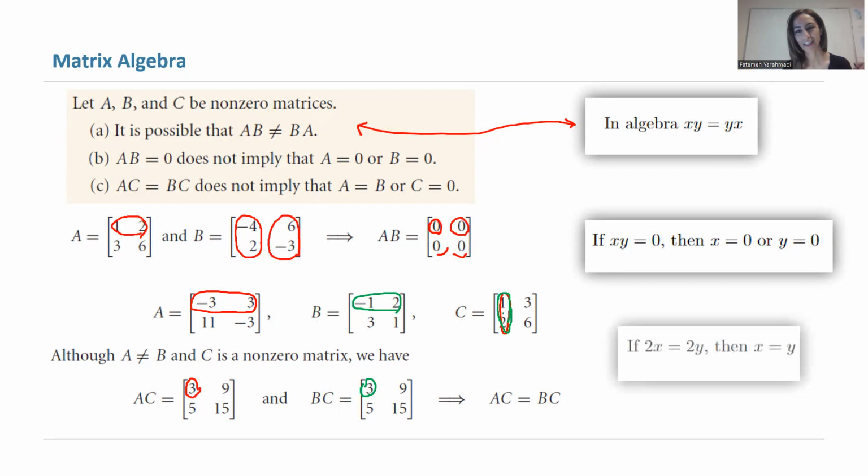So in general, when you learn in algebra that 2x, for example, is equal to 2y, you can easily conclude that x is equal to y. It's not correct in the algebra of matrices. So I highly encourage you to memorize some of these examples. They usually are on the exam. We usually ask students to come up with examples to contradict some of the statements. So these are good examples.